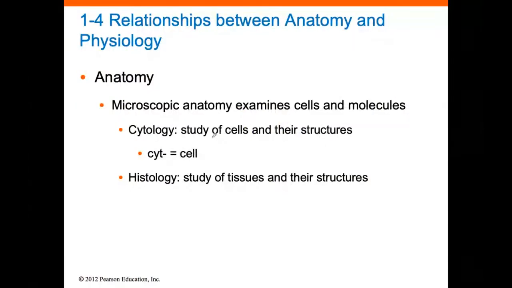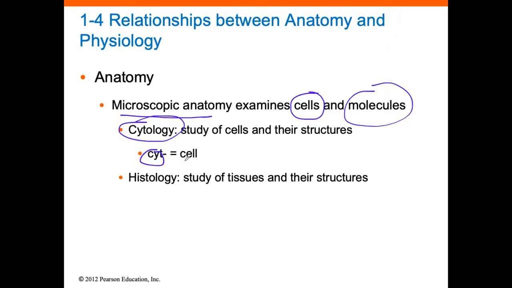Fantastic. When we look at anatomy, we can look at anatomy macroscopically, looking at an individual as a whole, or we can look at the smaller parts, which is microscopic anatomy. Like if we're looking at cells or molecules, these are things that you can't necessarily see with the naked eye, so we need a microscope. When we study cells, we call it cytology. This term cyte equals cell.